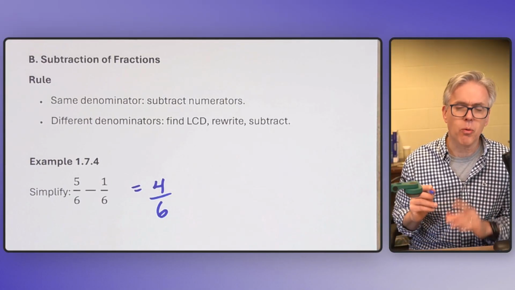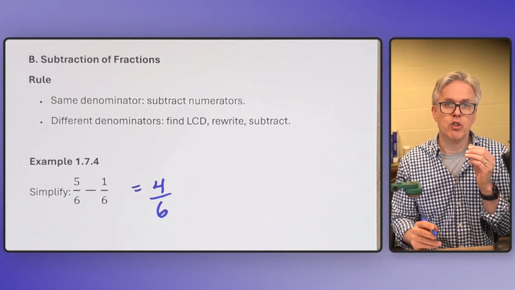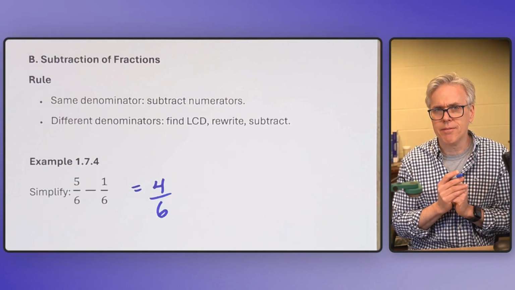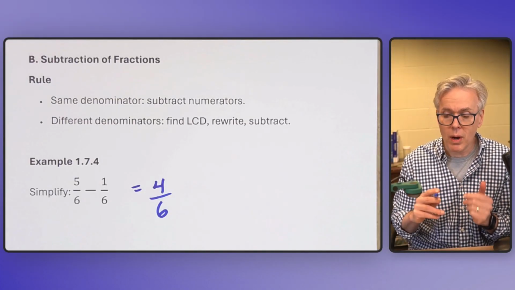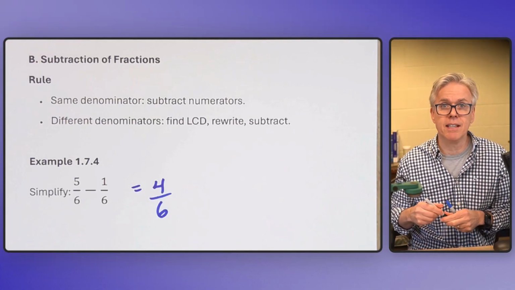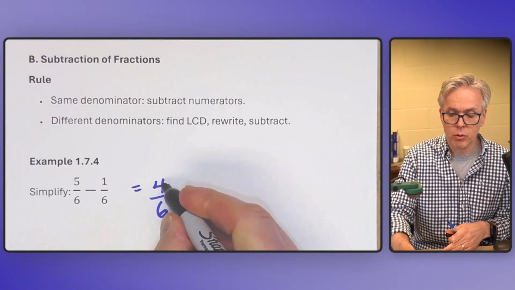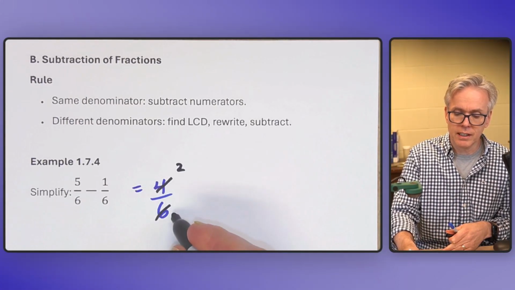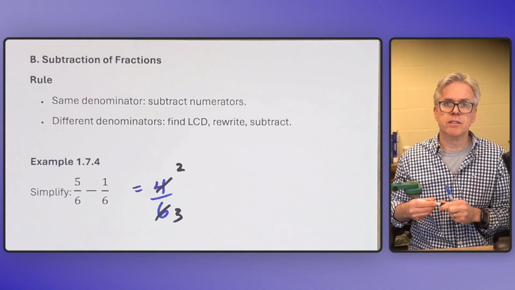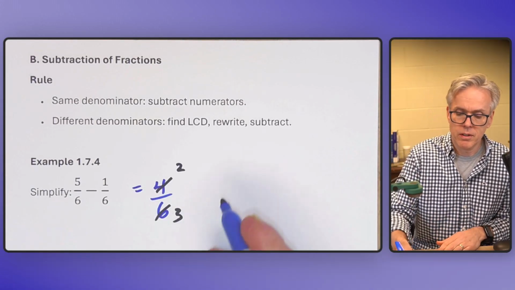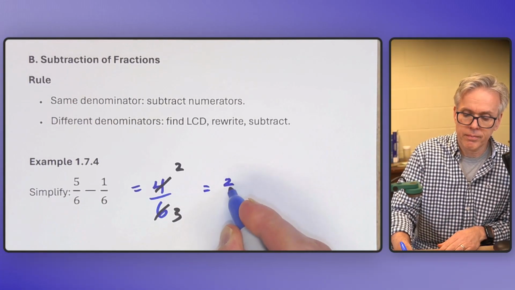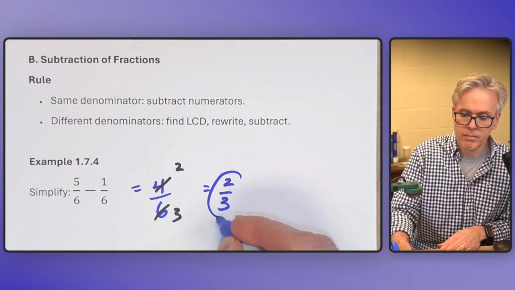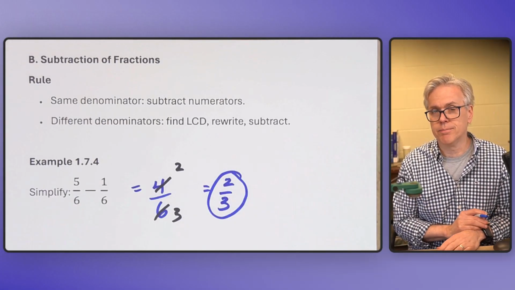So 4/6, the question we have in our head is, do the numerator and denominator share any common factors? Well, they do. So what number can go in evenly into both 4 and 6? Well, 2. So 2 goes into 4 2 times, and 2 goes into 6 3 times. So instead of 4/6, this will reduce to 2/3. And that would be your final answer.